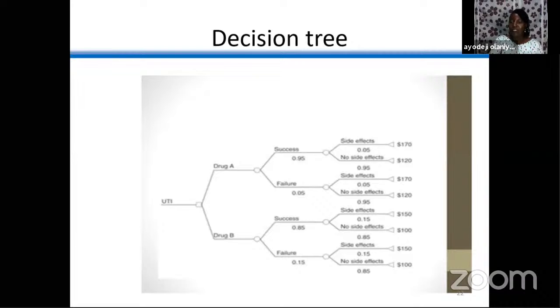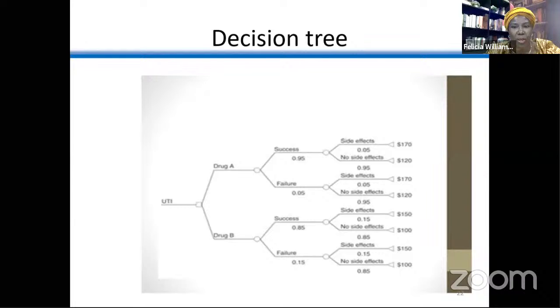So it's still 170. But the cost of when there's failure and there's no side effect, that's 95%, sorry. And the cost is 120 because you are not managing side effects. It's just the cost of the drug. So all these are inputs, calculating the costs. So after calculating the cost, then we'll now go to the benefits to calculate the ratio or the effectiveness of the drug.